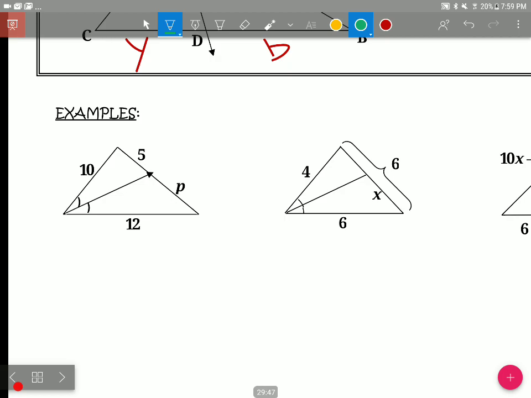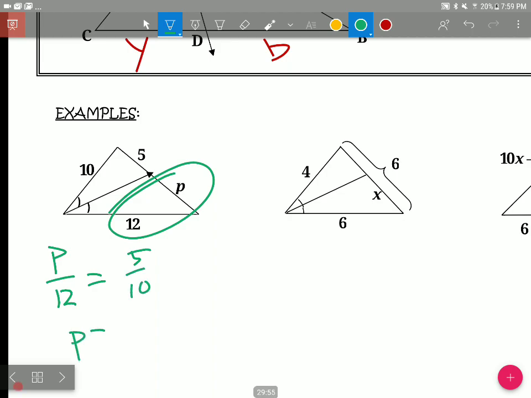This time I'm going to put p on top. So that's p divided by 12 equals 5 divided by 10. So p equals 12 times 5 is 60. 60 divided by 10 is 6. I'm tired. What are you going to do? Cool.